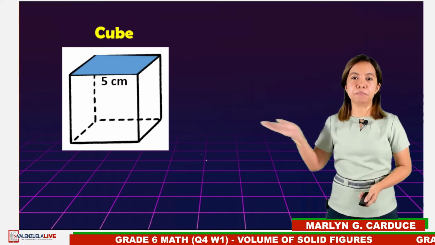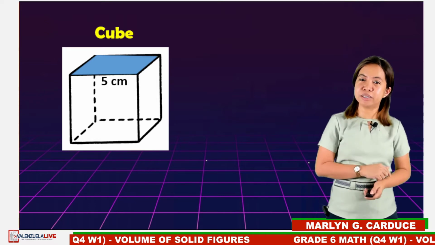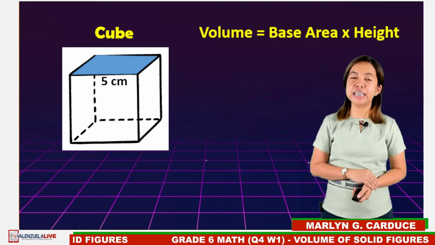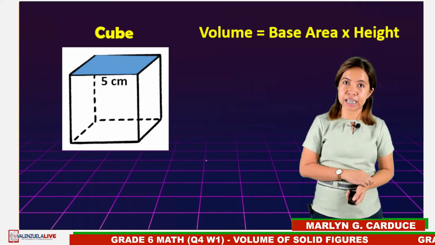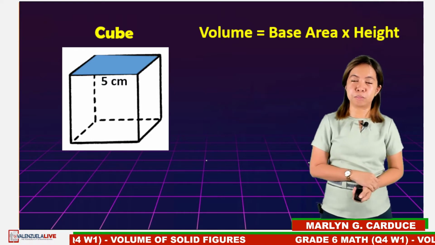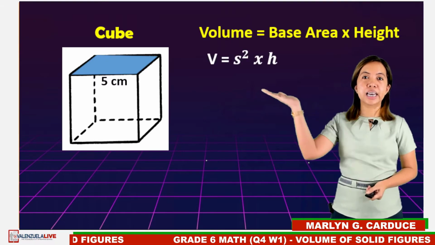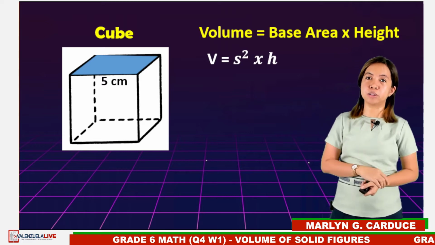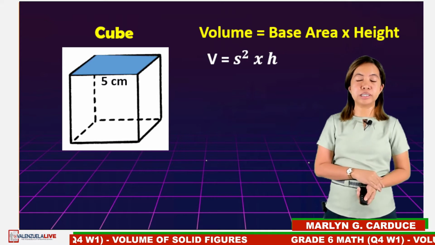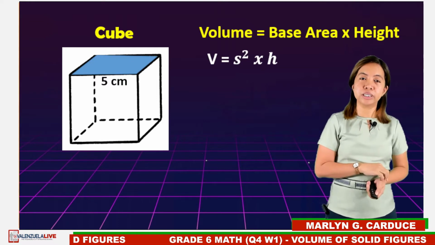Like in this example, a cube with a side of 5 centimeters. What do you think will be the volume for this solid figure? Let's see. Let's apply the general formula, which is base area times the height, in solving for the volume of this cube. Since the base of this cube is a square, in finding the area of a square, we use the formula s squared and multiply it by the height.